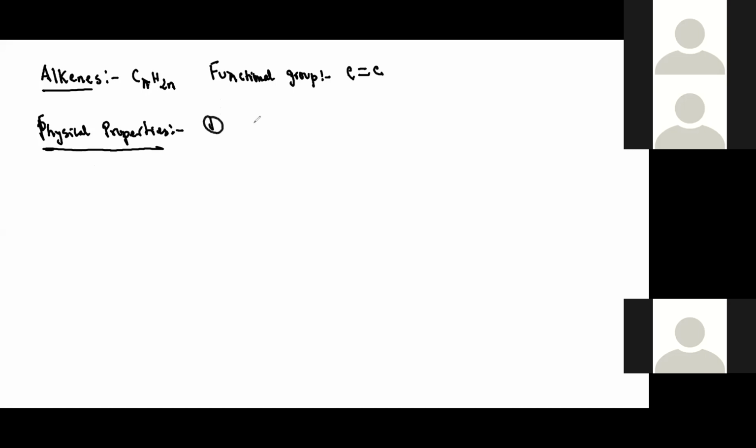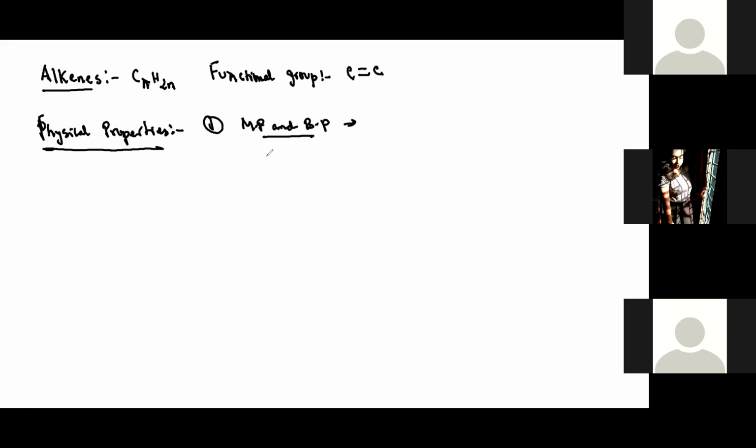Number one, melting and boiling point. What will happen to the melting and boiling point? Increases as the number of carbon atoms increases. Number two, what did we study? Density. What will happen to the density? Increases as the number of carbon atoms increases.